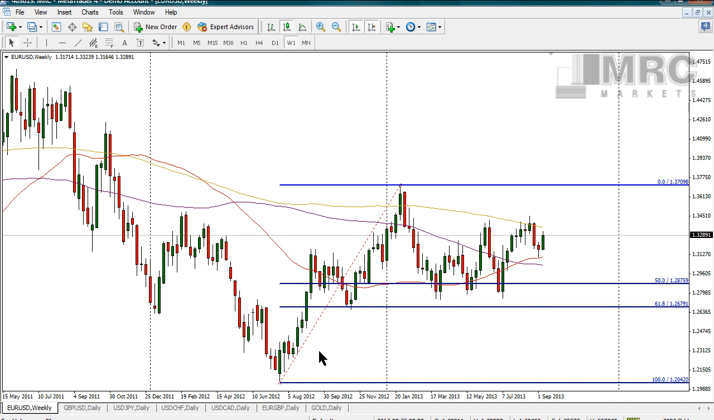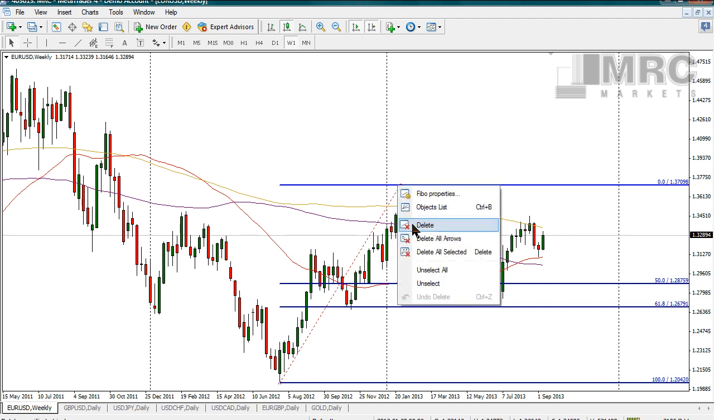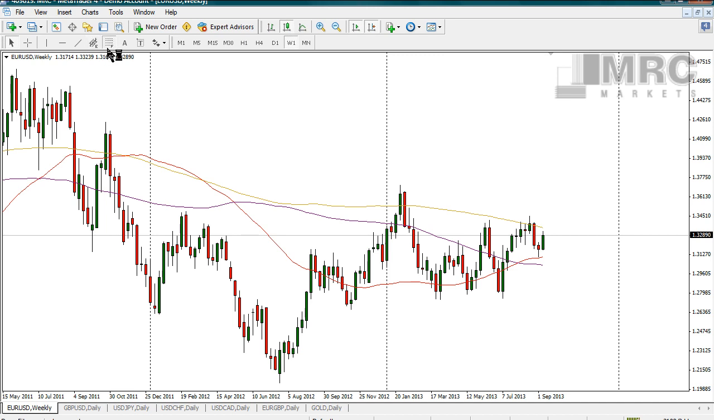So this fib's still in play from the low of 2012 to the 2013 high. This 50%, 61.8% range is a buying zone, where it gets bought up, so long-term players will still be looking for a grind higher into the 137s here. So that's the very big long-term one.